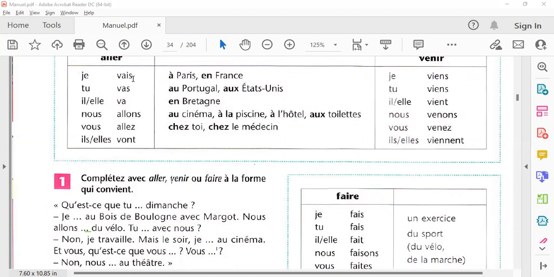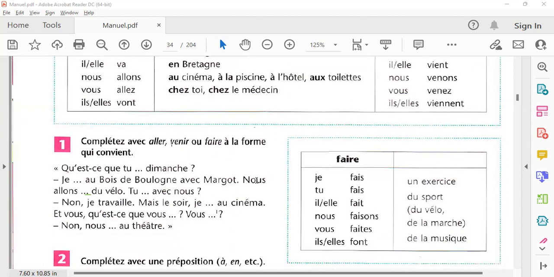Je vais. Basically, this is vais. We do not pronounce the S here. Remember that whenever ai comes together, it is pronounced like A in English. So je vais, and the S is silent here. So we can say je vais au bois de Boulogne avec Margot. This means I'm going to the wood, the forest of Boulogne, with Margot.